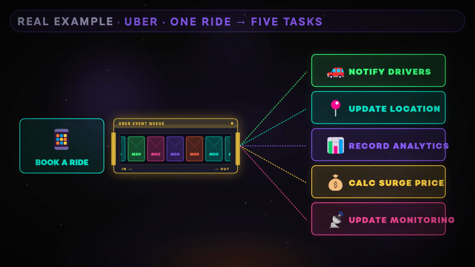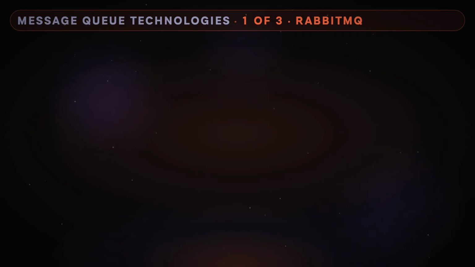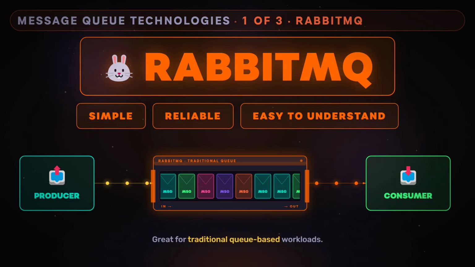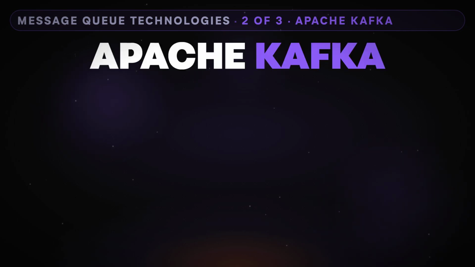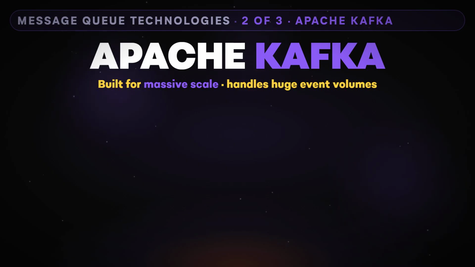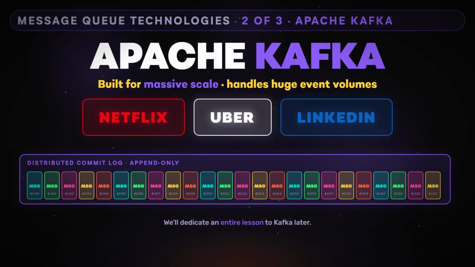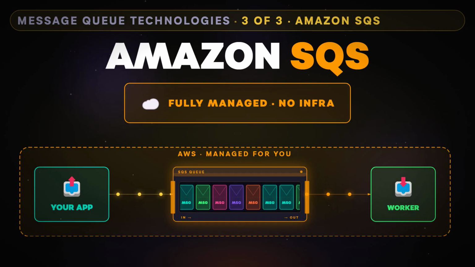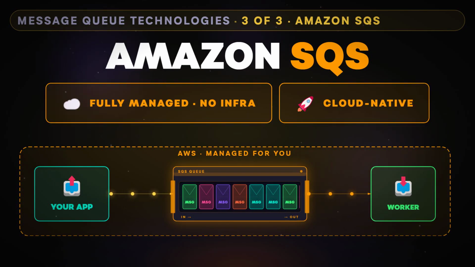Now let's try to understand popular message queue technologies. There are many queue technologies present as of today. The most common are: first is RabbitMQ, simple, reliable, easy to understand, great for traditional queue-based workload. Then Apache Kafka, built for massive scale, handles huge amount of events, widely used by Netflix, Uber, LinkedIn, and many large companies. We will dedicate an entire lesson to Kafka later. Amazon SQS, managed queue service from AWS. No infrastructure management required. Very popular in cloud native applications.